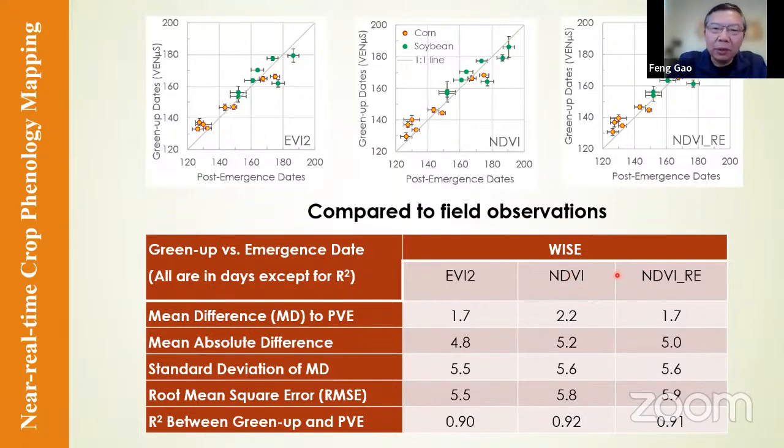So we use the NDVI here, and it can be saturated in the peak growing season, but for the emergence data, that's very low vegetation coverage, so NDVI saturation is not a problem for this study. And you can see the mean difference is mostly within 3 days, and we can detect this crop emergence within 1 to 2 weeks after actual field emergence.